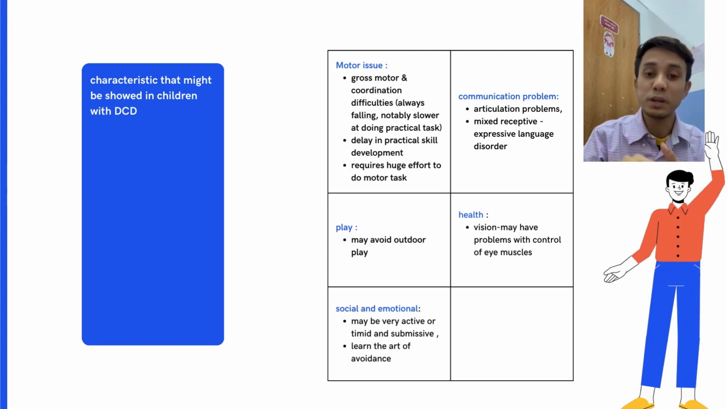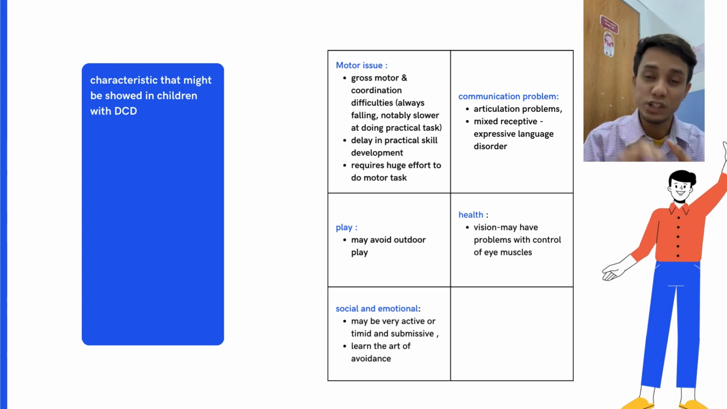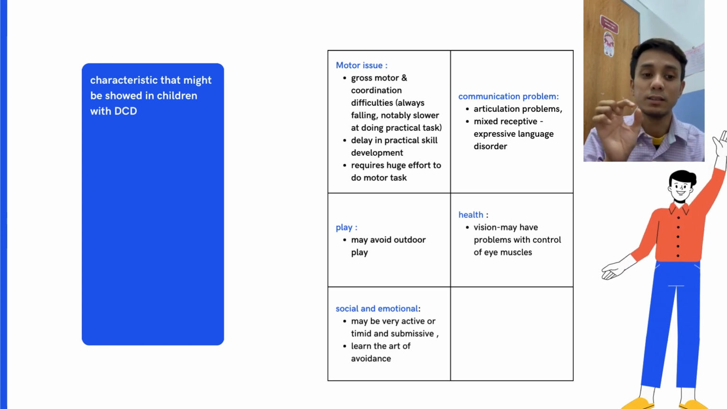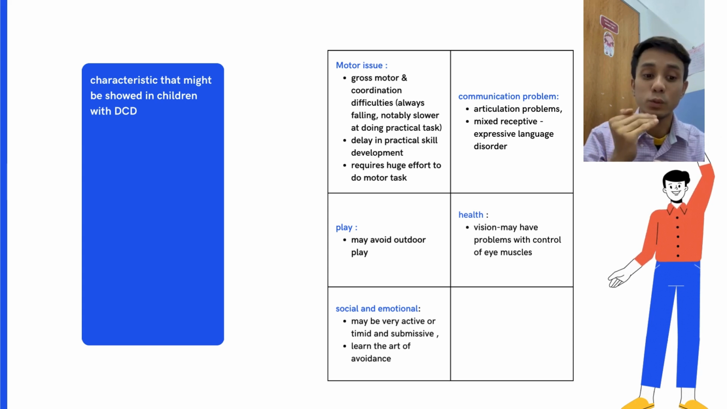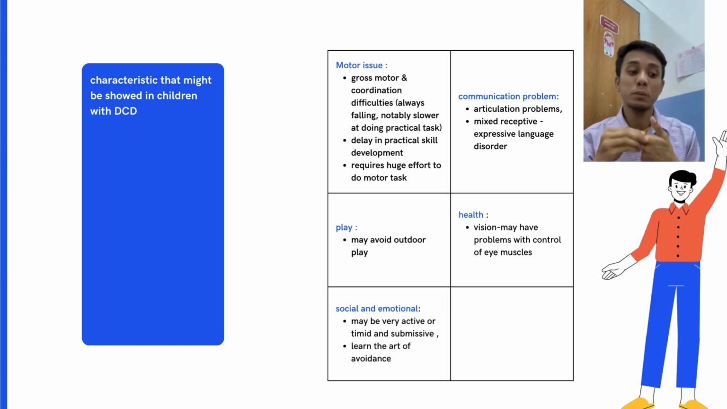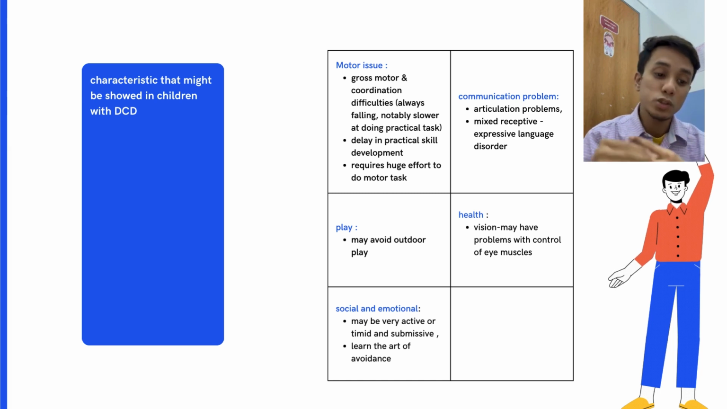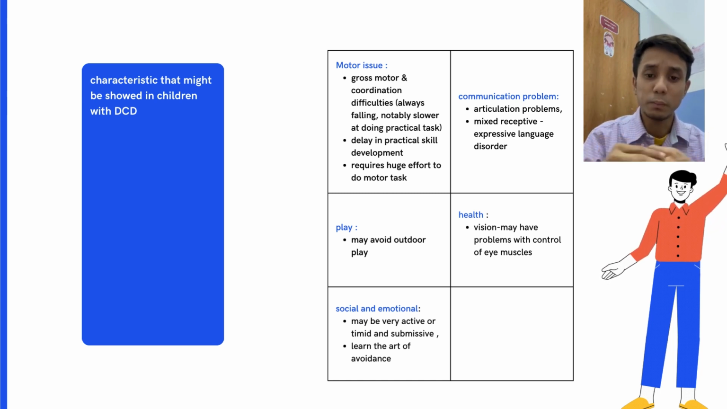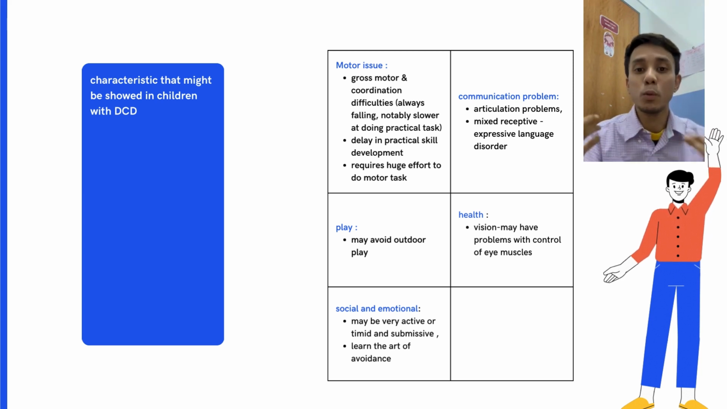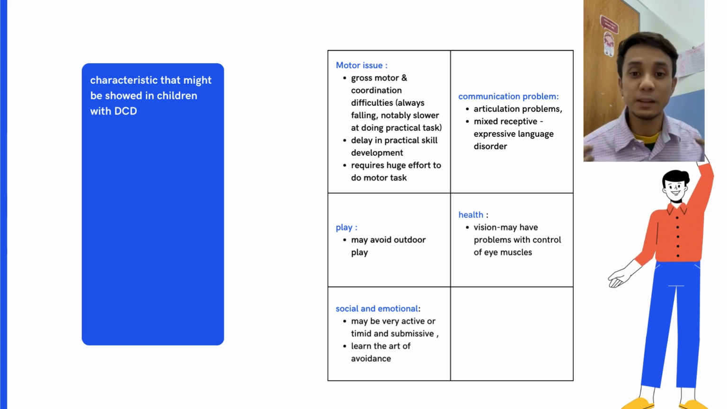The second one, communication, will be affected. Basically it is articulation, because he or she doesn't know how to use the tongue. Our tongue can move up and down and left to right, so for articulation the exercise of the tongue is important. Children with developmental coordination disorder have these communication problems. And how about play? For the play part, they try to avoid outdoor play, because outdoor play requires more motor skills, like climbing, throwing a ball, and kicking a ball. You use the gross motor skills, the big muscles.